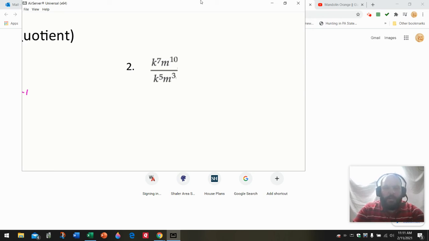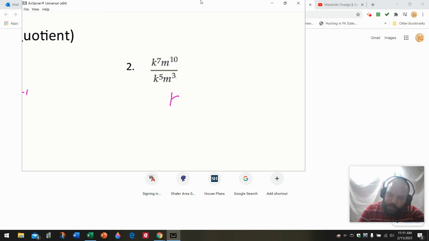Okay, so the next one we're going to try here is we have k to the 7th, m to the 10th, and it's divided by k to the 5th, m to the 3rd. So this one's going to be done in a similar fashion as the last one. You can see we have the same bases here, k's and we have m's, and so they're being divided. So because they're being divided, we will subtract.